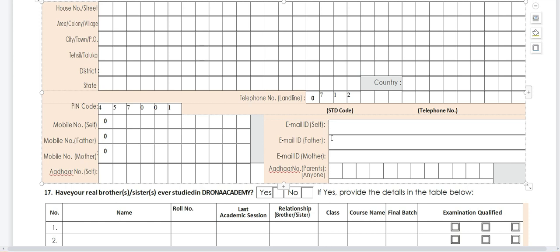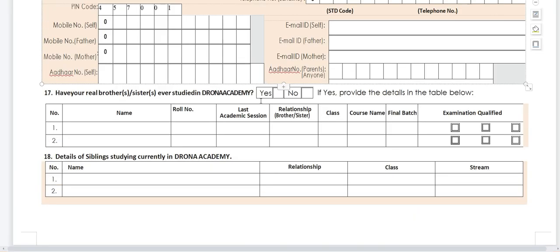The email ID of the father and mother is not required. If there is one, you can write it, you don't have to leave it blank, but if it is not there, it is totally fine. Then the Aadhaar number of the parents, anyone that would be comfortable, I think. It can be of the father or it can be of the mother. Okay, then next, coming on to the column number 17.